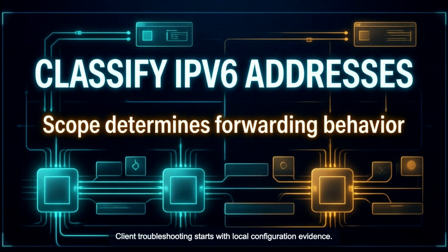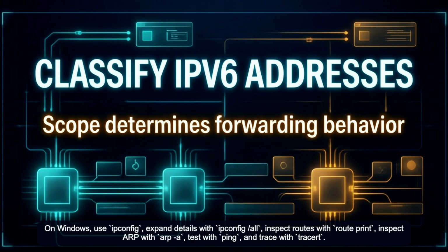Client troubleshooting starts with local configuration evidence. On Windows, use ipconfig. Expand details with ipconfig /all. Inspect routes with route print. Inspect ARP with arp -a. Test with ping, and trace with tracert.